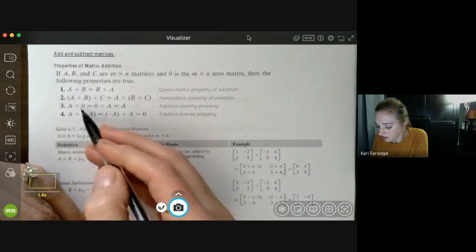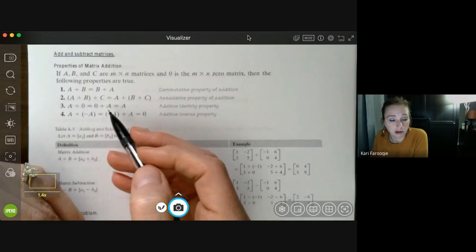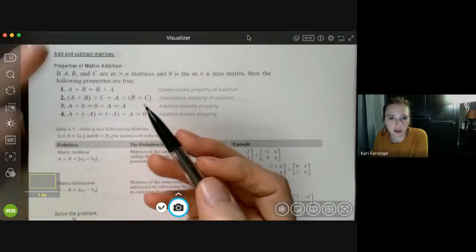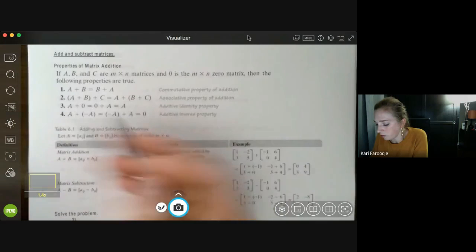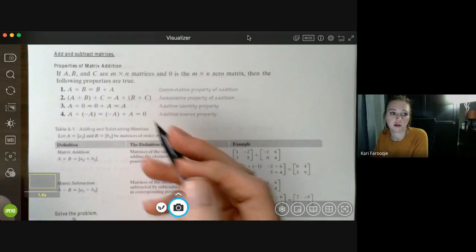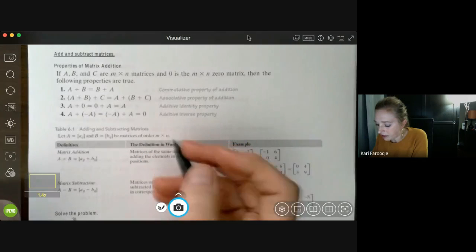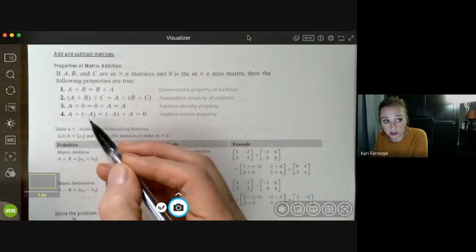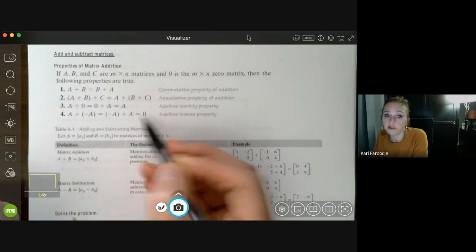The 0 matrix can be added to any non-zero matrix A in either order and you'll still get A. 0 plus A is A. 0 plus a number is a number. 0 plus a matrix or a matrix plus 0 still gives you that same matrix. And then the additive inverse property still holds. A plus negative A or negative A plus A will still equal 0.